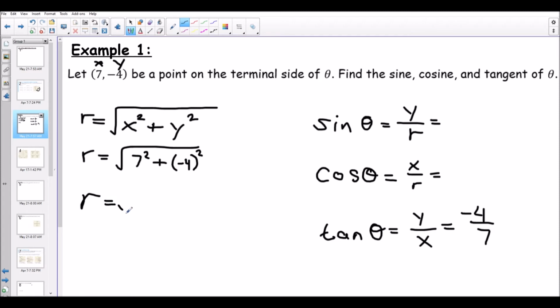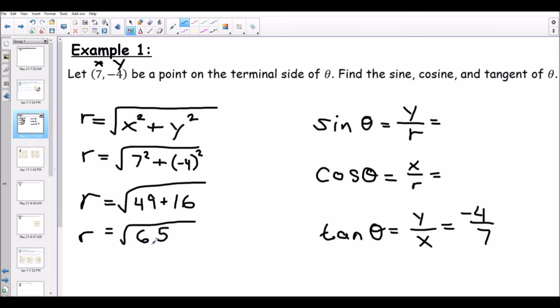All right, so 7 squared is 49, -4 squared is 16, 49 plus 16, that's 50 plus 16, which is 66, take away 1, which is 65. All right, that for our purposes is all we're going to do with it.